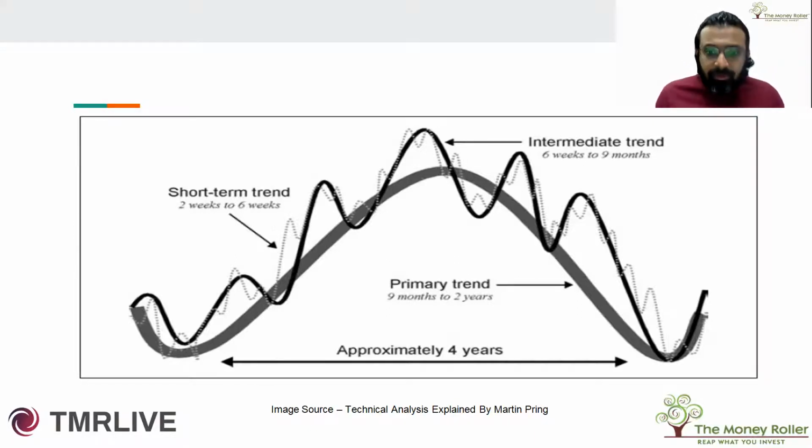Apart from this 4-year cycle which you can see there, and the primary trend which I explained, that can go on from 9 months to 2 years, there exists a larger secular trend which goes on for anywhere between 10 to 25 years. So if I were to show you the chart of the US market, you will observe the secular trend. Let me just show you the chart.